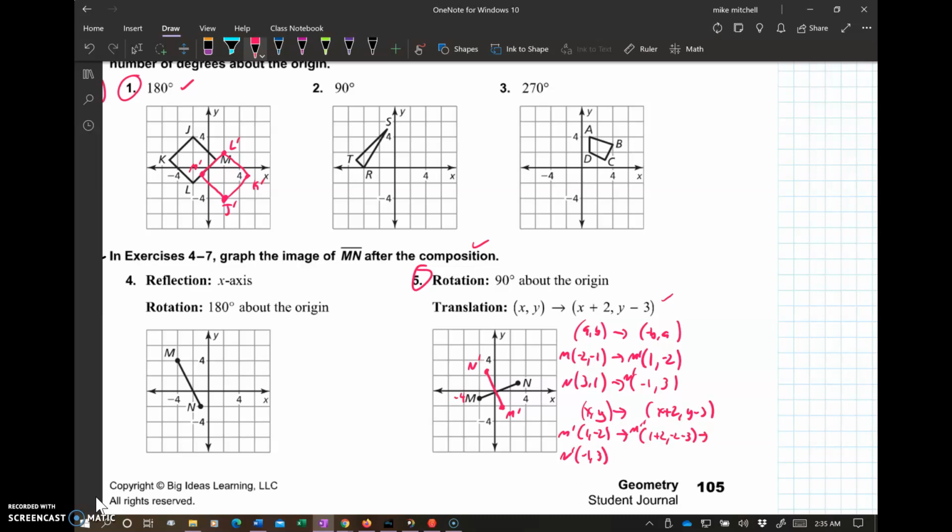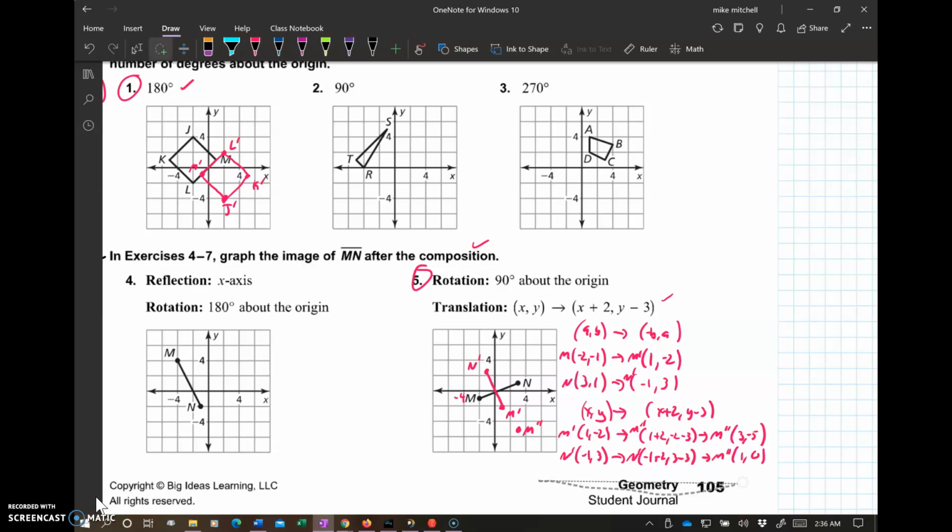Whoops, I forgot to put my M double prime. And that's going to be 3, negative 5. So negative 1 plus 2, 3 minus 3. That's going to go to 1, 0. So let's do this. 3, negative 5. That's my M double prime.